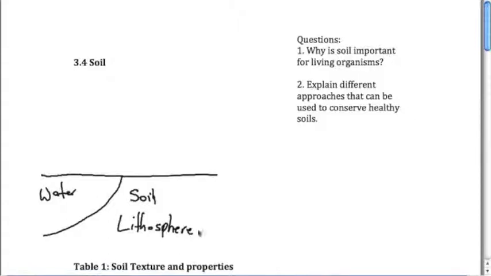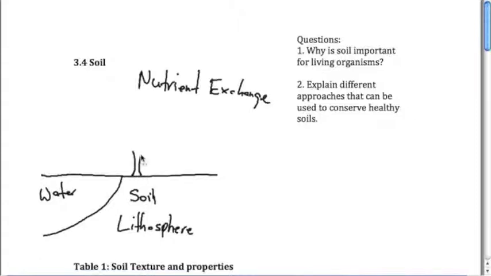So in the lithosphere, one of the main things we need to think about is the importance of what soil does in terms of nutrient exchange. One of the very most common ones that a lot of you are familiar with is the carbon cycle. However, in soils, the carbon cycle is a little bit different.